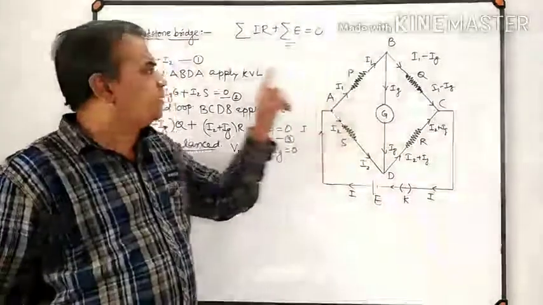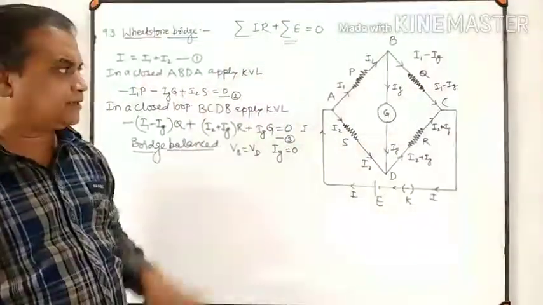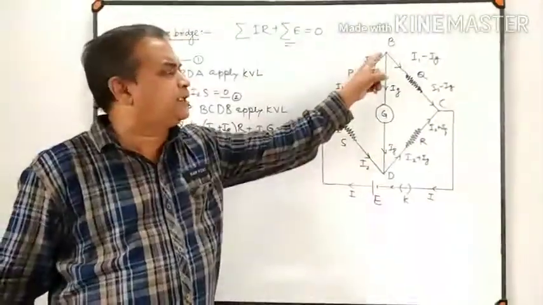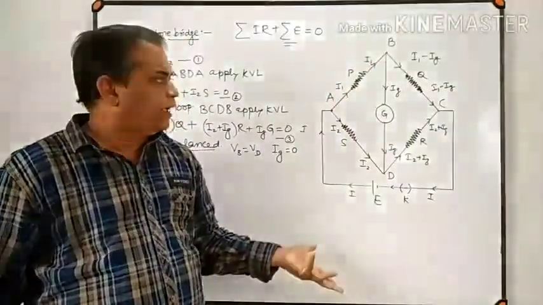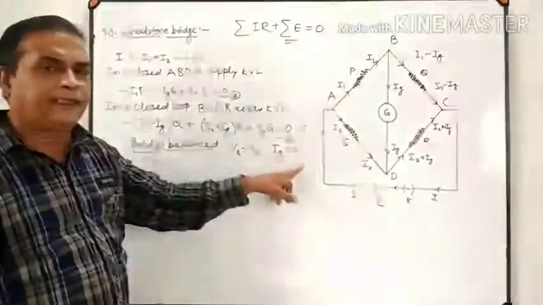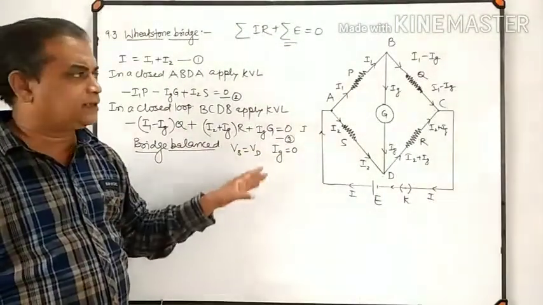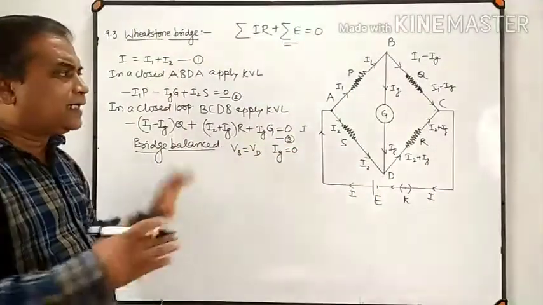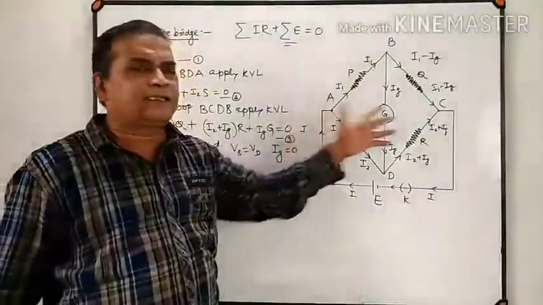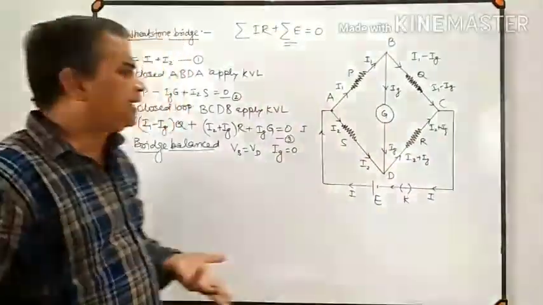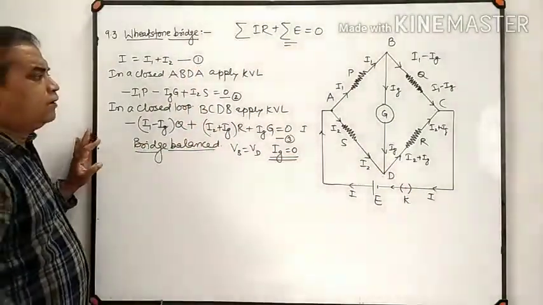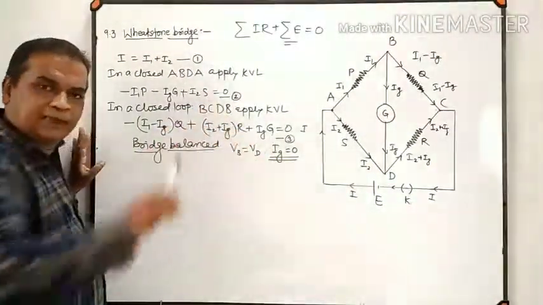So a bridge is said to be balanced, meaning Kirchhoff's bridge is balanced, only when the galvanometer is connected across 2 equipotential points B and D, or ultimately when the current flowing through the galvanometer is 0, then you can say the bridge is balanced. Under the bridge balancing condition, these 4 resistors are related by a certain relation, and we can obtain that just by substituting Ig equal to 0 first in equation 2 and then in equation number 3.